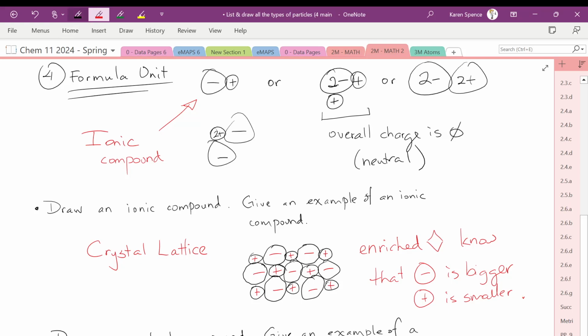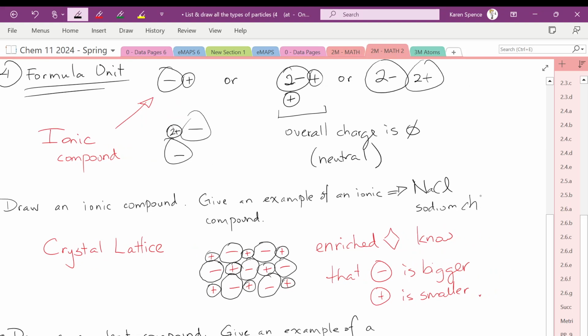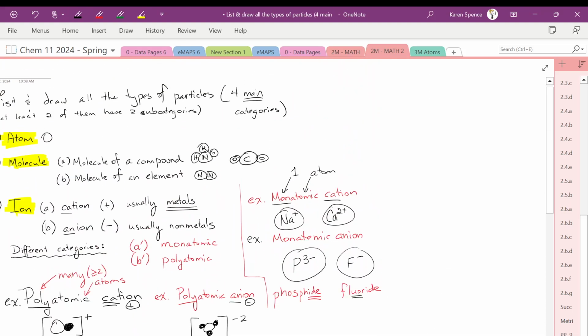Give me an example of an ionic compound. Yes, NaCl, sodium chloride. All right. So in this crystal lattice, a formula unit is an ionic compound, and a crystal lattice is an ionic compound. What's the other type of compound? Tell your partner. There are ionic compounds and there are covalent compounds.